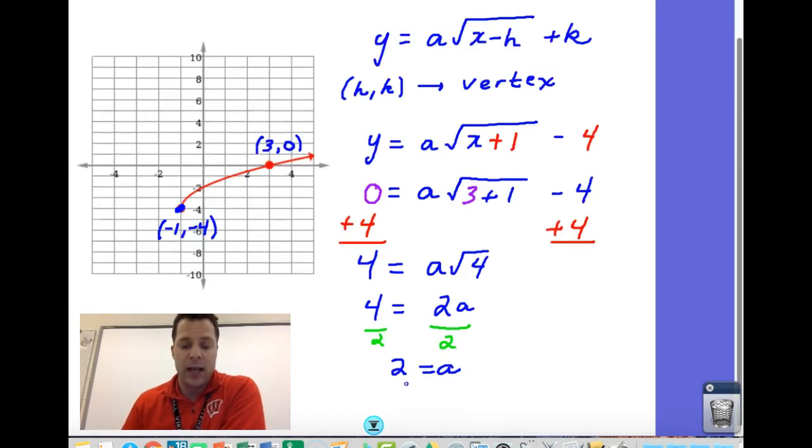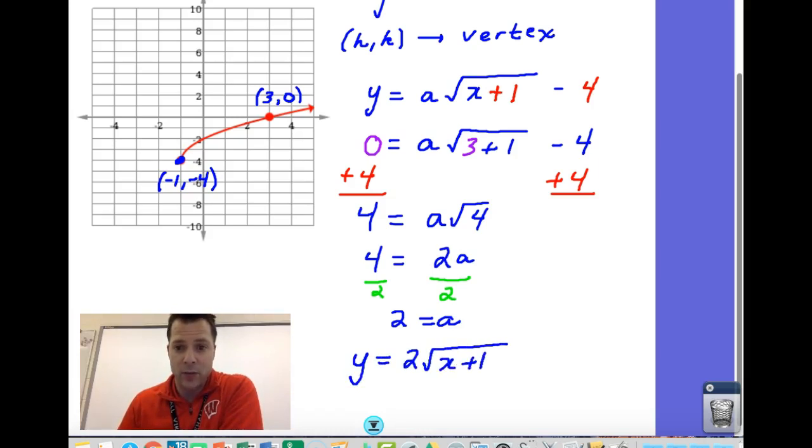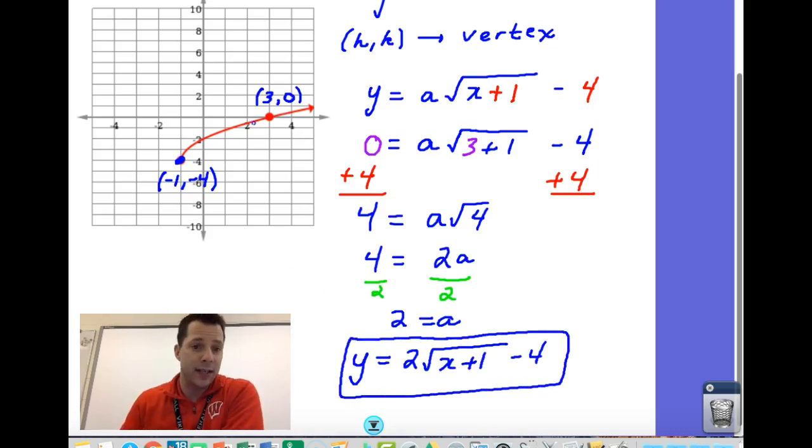Okay, and what we can do now is go ahead and write our equation. So our equation becomes y equals 2 times the square root of x plus 1 minus 4. That's the equation that represents this graph. So let's look at one more.